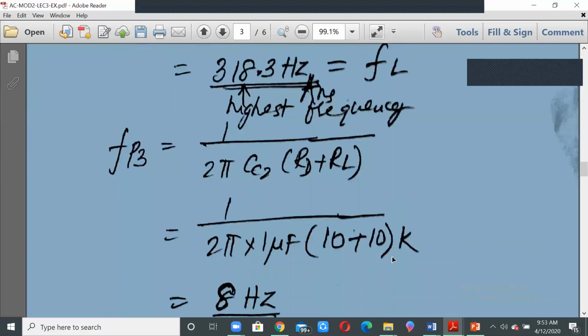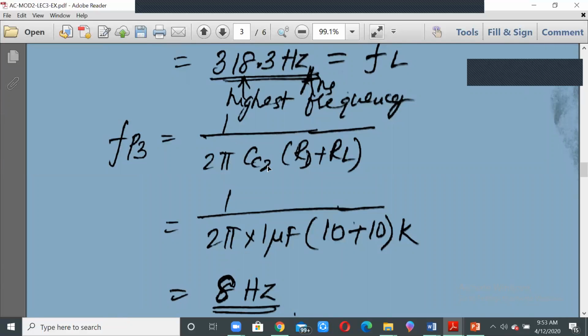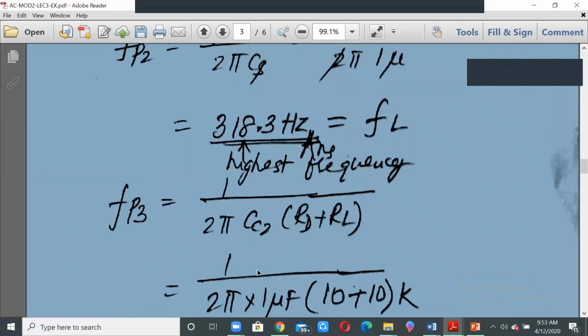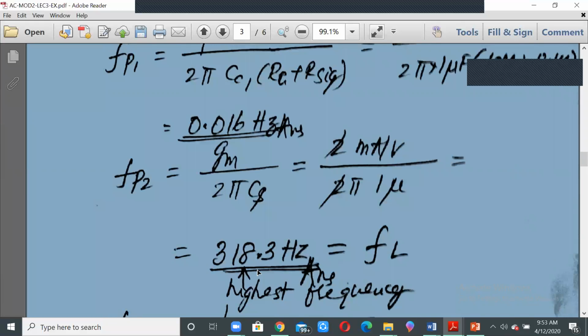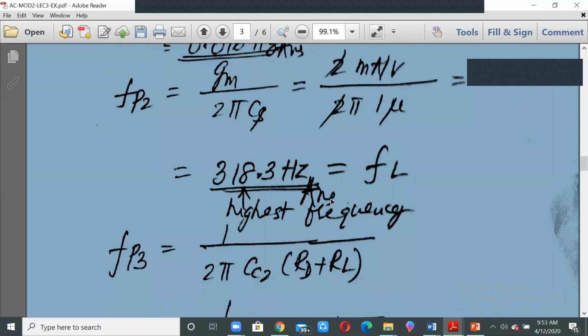Now fP3 can also be found here, 1 by 2π CC2 (RD plus RL). You just need to substitute the values of CC2, RD and RL, and you'll get 8 hertz. Out of all these three quantities, 8 hertz, 318, and 0.016 hertz, the highest one is 318.3 hertz. Because this is the highest of all the three, we call P2 the dominant pole, and fP2 the dominant frequency, and therefore that will be equal to fL.